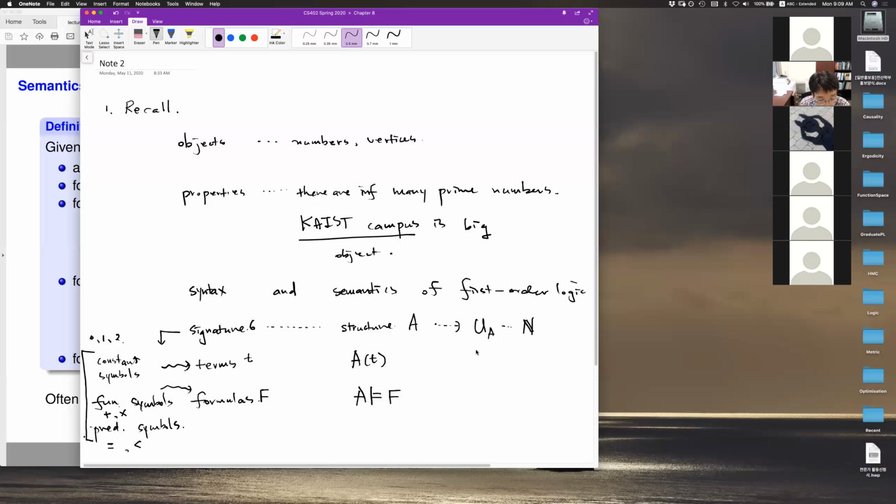And now we have an interpretation of all the components of the signature. So we have an interpretation for every constant c in the signature. Its interpretation is an element in the underlying universe A. So for instance, 0, 1, and 2 are the symbols, like characters in a programming language. And the structure maps those characters into mathematical entities called numbers.